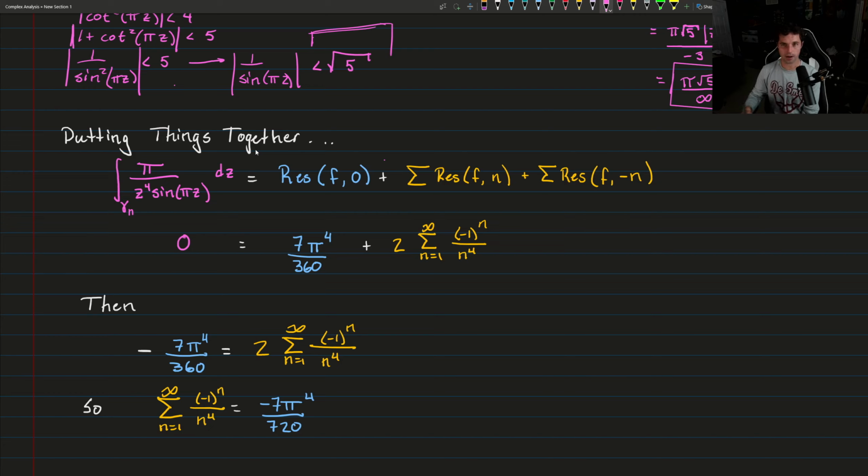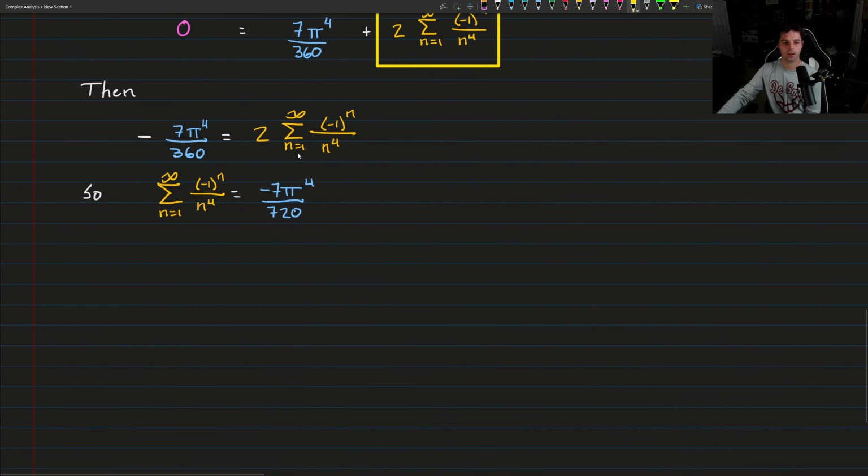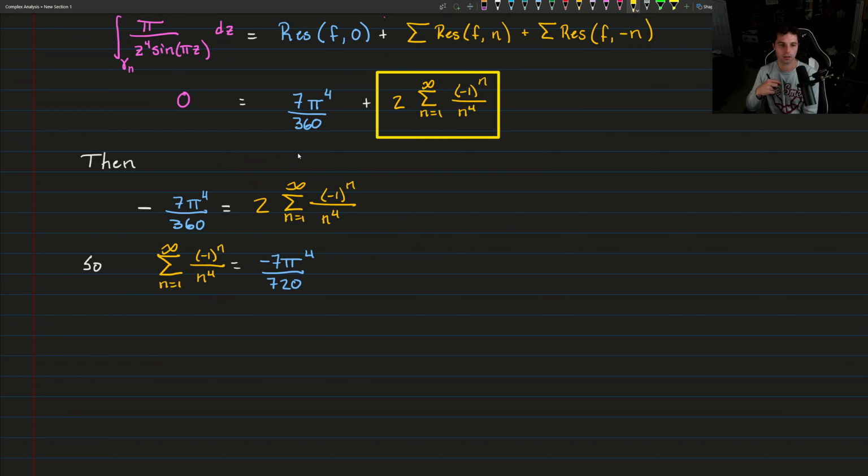All right, so if we just solve for this, we're going to have our identity, our summation. If we just subtract over the positive 7 pi to the 4th over 360, which becomes negative, and then divide by 2, we get that the sum from n equals 1 to infinity of negative 1 to the n over n to the 4th is equal to negative 7 pi to the 4th over 720, which I checked.